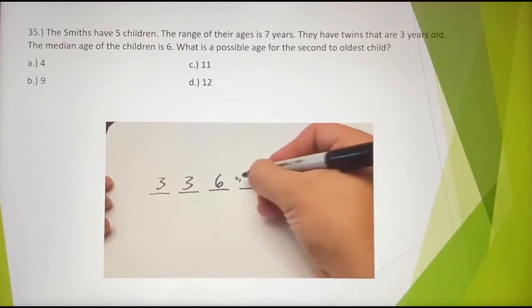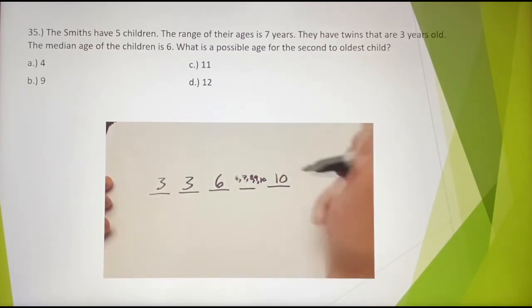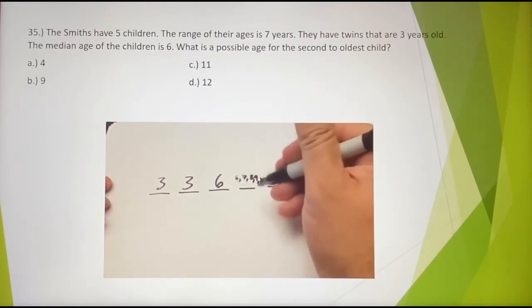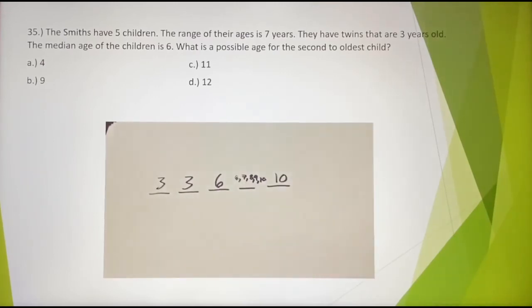So the kids could be 6, 7, 8, 9, or 10. We could have 10-year-old twins. So 6, 7, 8, 9, and 10 all could fit into that spot of the second to oldest child. So the only answer that would work would be B.